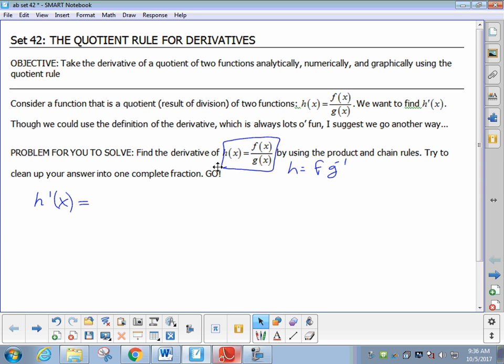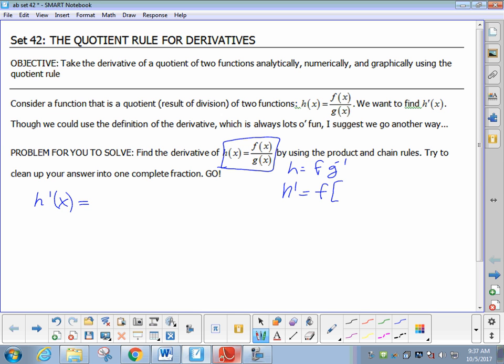It doesn't change, one complete fraction. One big fraction. By product rule, what do I know that h prime is? First stays the same, and you take the derivative of the second. Now that requires chain rule.